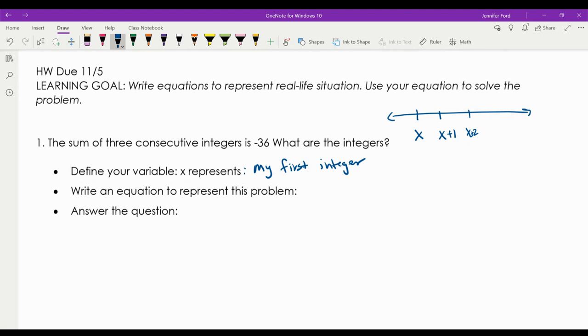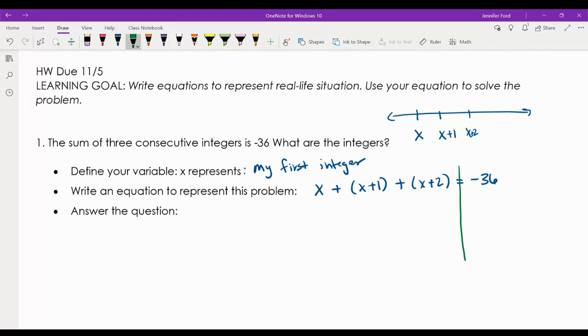So then write an equation to represent this problem. What equation did you write? All right, this is my equation: x plus (x plus 1) plus (x plus 2) equals negative 36. Okay, go ahead and solve that and tell me what you get.